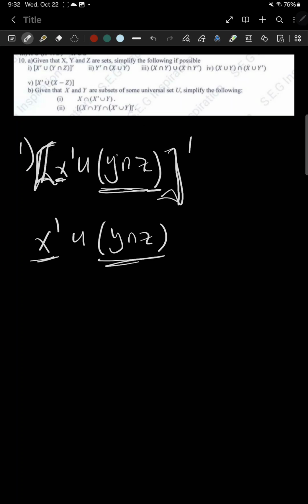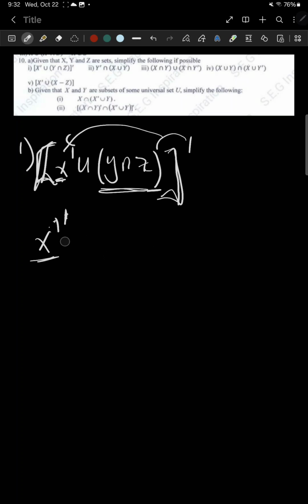So if I push the complement inside to this set and to that set, it will come here and it will also come there. When it comes here, it will cancel out with this complement and the complement will disappear. I'll have no complement.